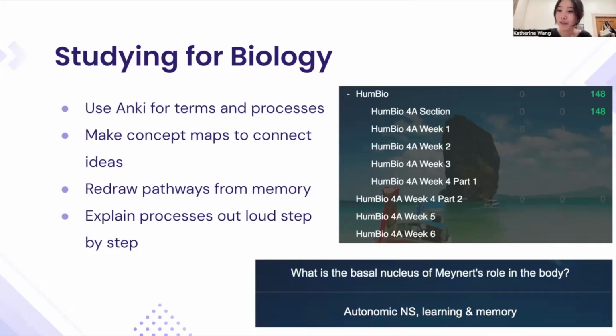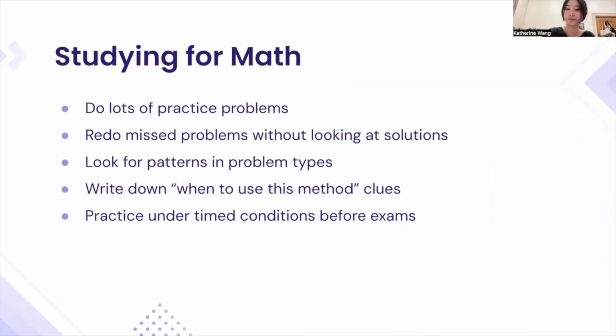This is one example of an Anki card that I would make for myself. So if in class they taught us what the basal nucleus of Meynert was, I would write in my Anki cards, what is the basal nucleus of Meynert's role in the body? And then on the other side, I would say autonomic nervous system, learning, and memory. So this way you can really test yourself before the answer is revealed to you.